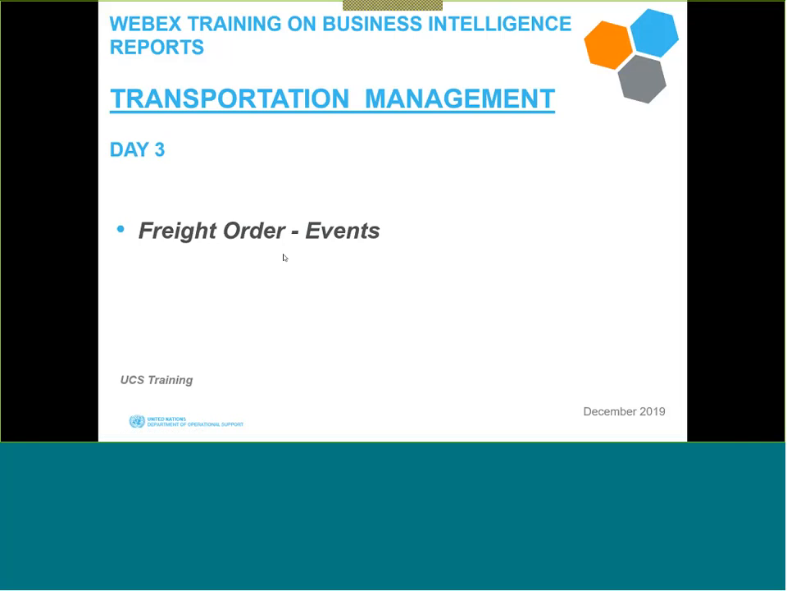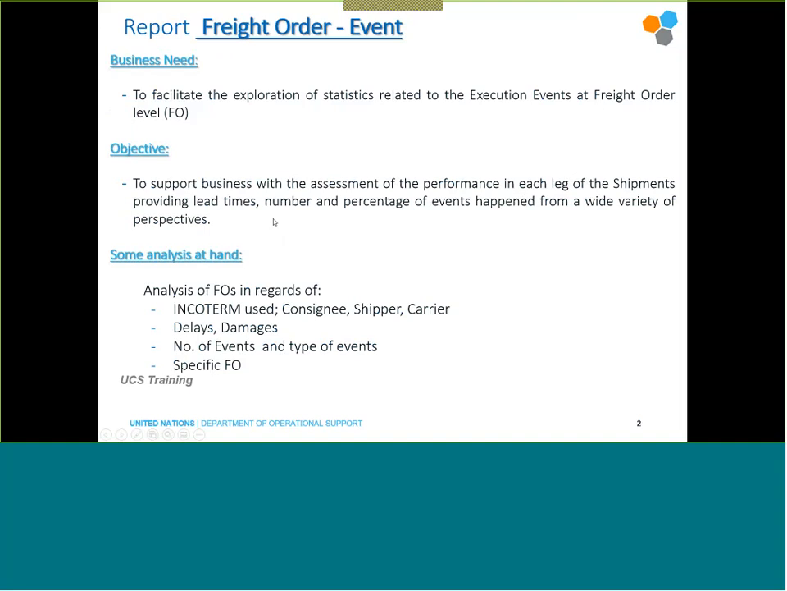So we will go through the freight order and events first, which is the last analysis workspace. This report will facilitate exploration and statistics related to the execution events at freight order level. So for each of the FOs, we'll have a list of events, and then we will be able to analyze based on the situation. The objective of the report will be to support business with an analysis of the performance of each leg of the shipments, providing lead times, number and percentage of events happening from a wide variety of perspectives.